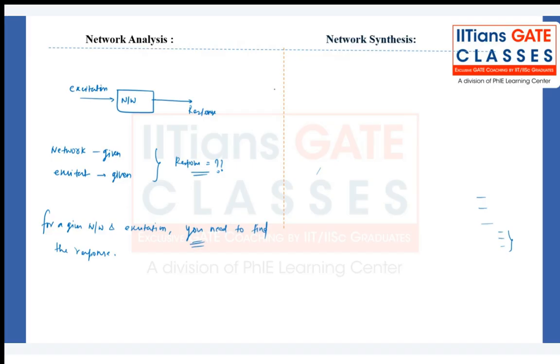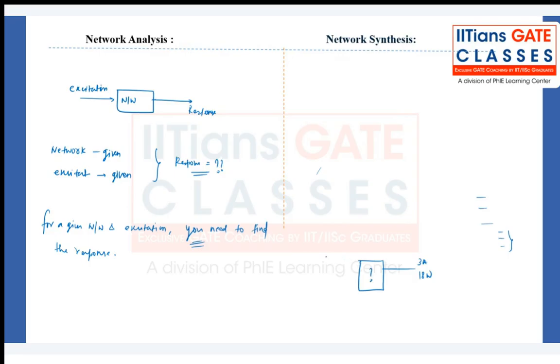Next is your network synthesis. Network synthesis means you are going for designing, right? For example, if I take the same case of your charger, what is the requirement? The customer asks that I want quick charging. Let's assume that I want 3 ampere of current and an 18 watt charger. Can you design the charger?